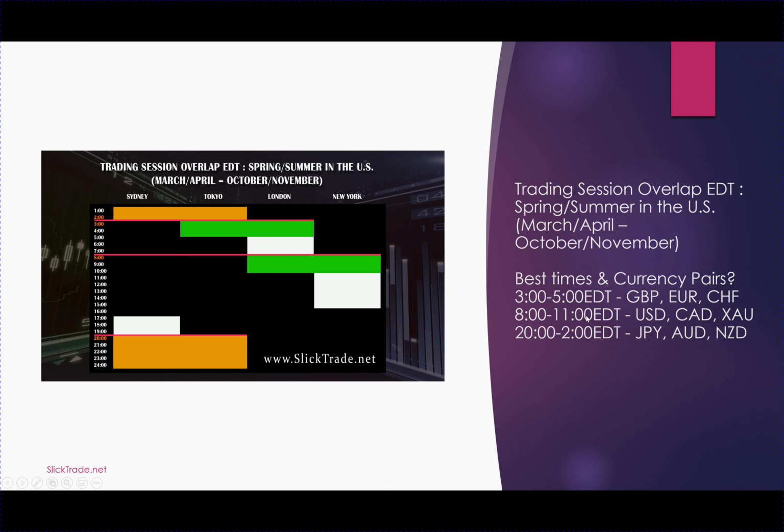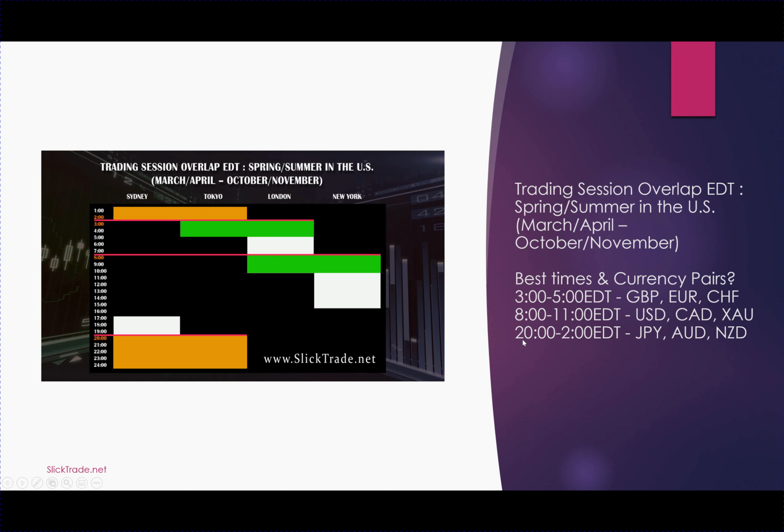From 8 to 11 EDT. So that is right here. That is the London to New York overlap. Okay? From 8 to 11. Best pairs to trade during that time are the USD, CAD, and gold.